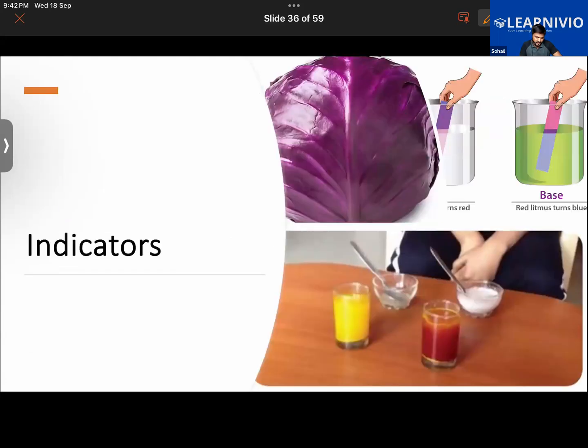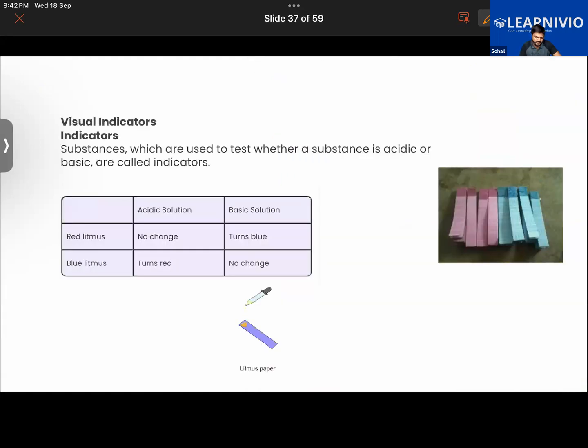Okay, then we're going to continue with the indicators today. Here you can see some of the indicators. This is a red cabbage leaf. Then you have this turmeric, with which an experiment is being demonstrated. And here you have the litmus paper of red and blue color. Indicators can first be categorized into two criteria. The first type are called visual indicators, where the color of the indicator changes, and that's how you are able to determine that the given solution is acidic or basic.